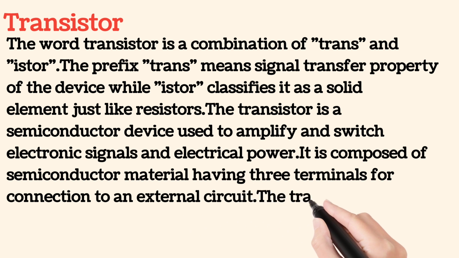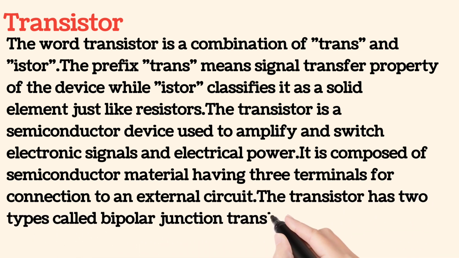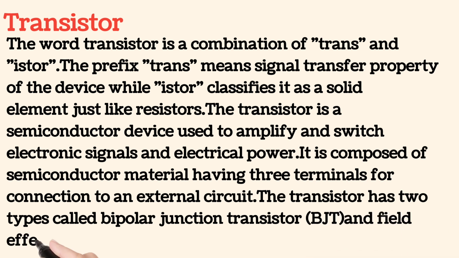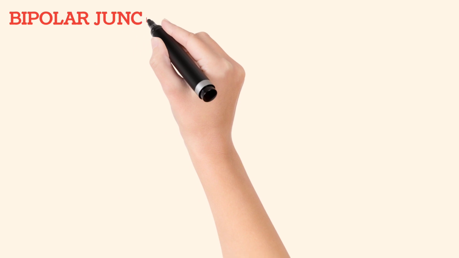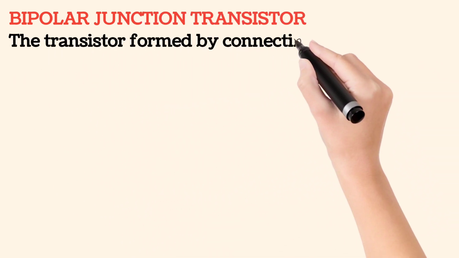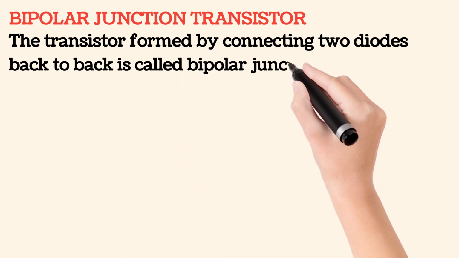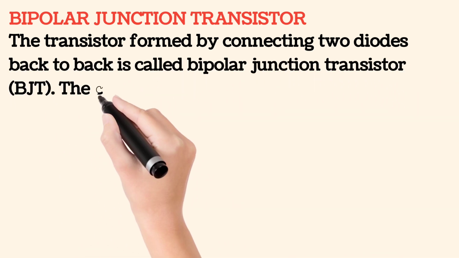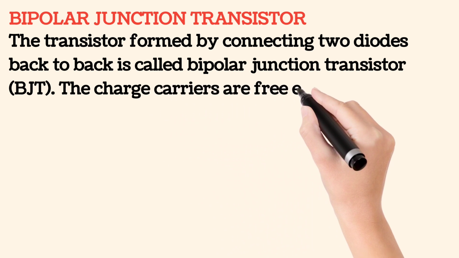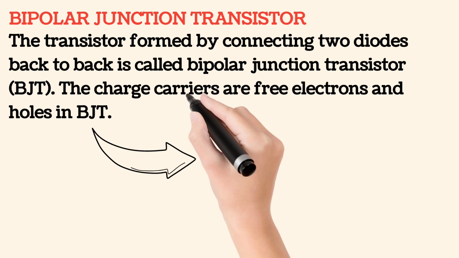The transistor has 2 types called bipolar junction transistor, BJT, and field effect transistor, FET. Bipolar junction transistor. The transistor formed by connecting 2 diodes back-to-back is called bipolar junction transistor, BJT. The charge carriers are free electrons and holes in BJT. As shown in figure.